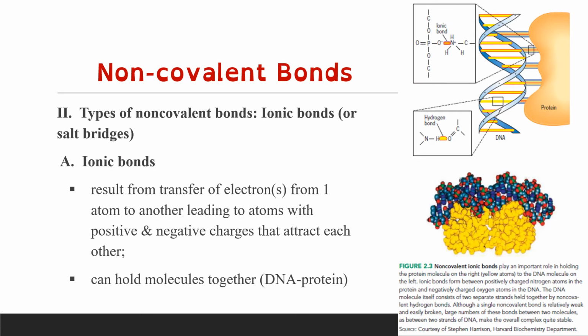For the first type of non-covalent bond, we have ionic bonds or salt bridges. This is a type of attraction between fully charged components. Ionic bonds are from the transfer of electrons from one atom to another, leading to atoms with positive and negative charges that attract each other. Ionic bonds can hold molecules together, such as the DNA protein. In the DNA protein, it is negatively charged. Phosphate atoms are closely associated with the positively charged groups on the surface of a protein. Thus, the ionic bonds between them hold the complex together.